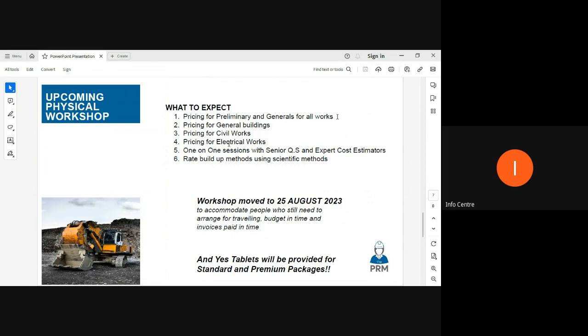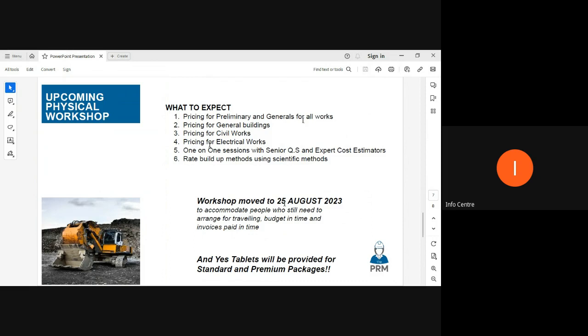Then if you're not satisfied with one, two, three, four, we also have one-on-one sessions with our senior QSs and expert cost estimators for you to ask a specific question that will be burning you at that moment in time so that you can be satisfied with all the outputs or the outcomes of the workshop. The last one, you'll get rate build-up methods using scientific methods as well. So that is what to expect from the workshop.